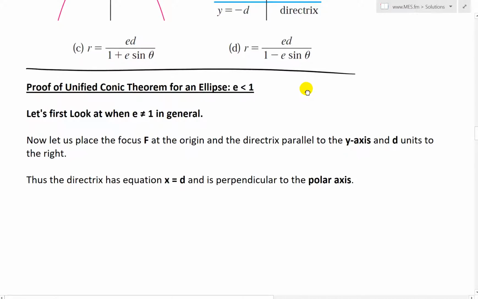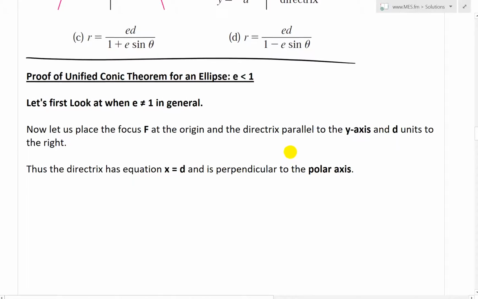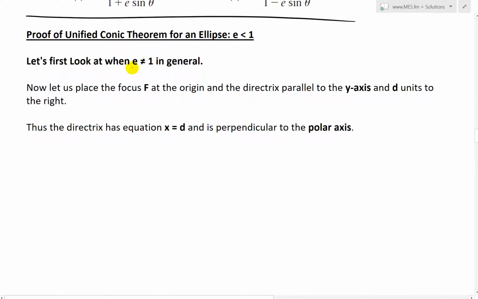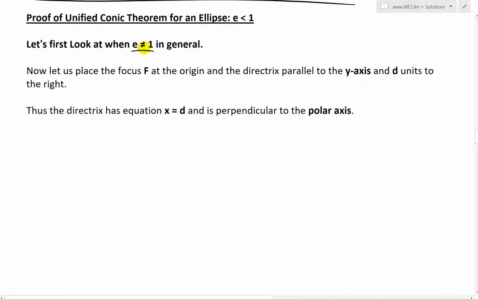Now let's look at the proof of the unified conic theorem for an ellipse, the case e less than 1, to prove that it is in fact the case. So let's first look at when e is not equal to 0 in general, and then see what we can get, because I'll set up the equations for this. In the later videos, I'll carry on from where I finish in the middle part of this video, where I'll derive a formula. Then in the later video, we'll just start from there and prove it for parabolas and hyperbolas, when e is greater than 0. But here we'll just look at it in general.